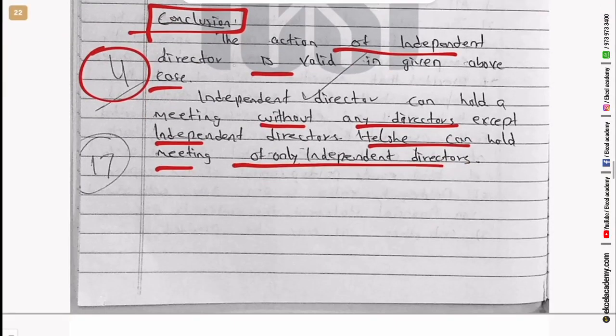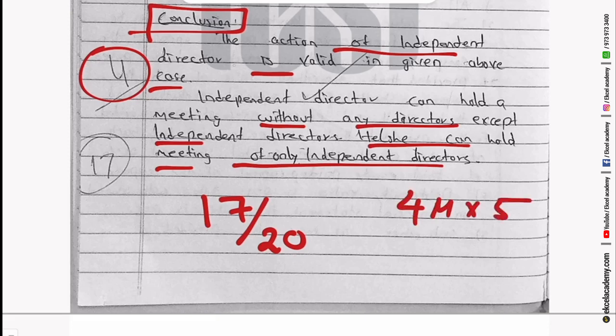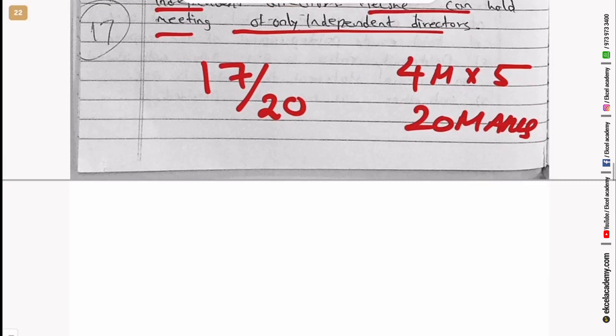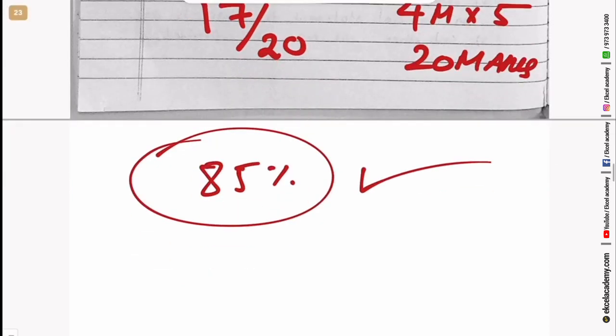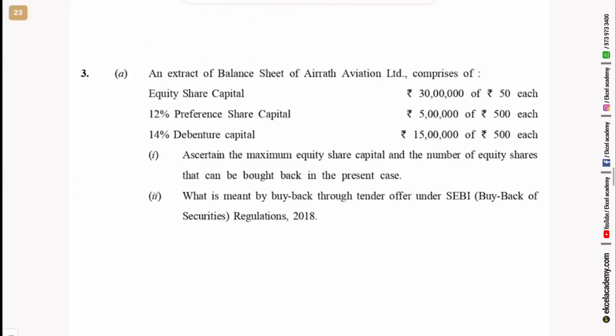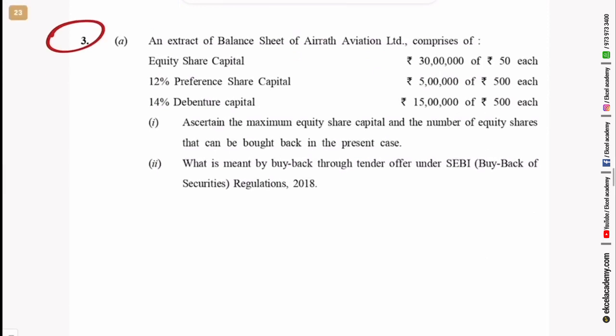If you see here, totally he has got 17 out of 20 marks. This is a 4 marks question into 5 questions, that is 20 marks. For 20 marks he has got 17 marks, which is just brilliant. It is 85% of the marks he has been awarded. Somewhere else it was 60, 50, like that. So it doesn't matter. Overall is what you need to see.